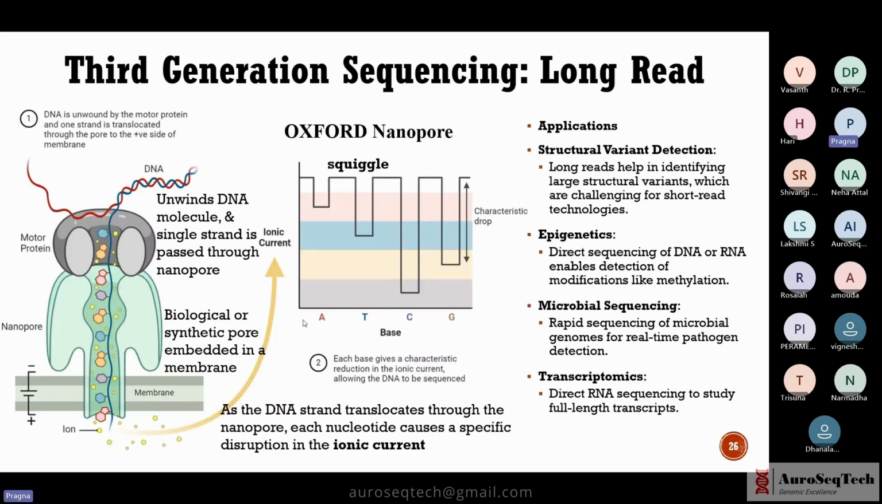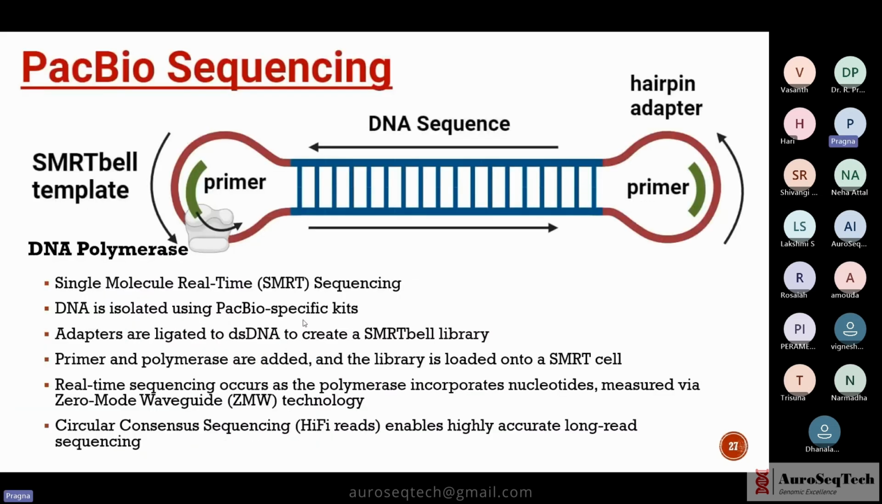Then in third generation sequencing, we have another one called PacBio sequencing, which is the most accurate sequencing currently in the market, I should say. Here you have the double-stranded DNA, as you see. Before that, let me say this sequencing is called single molecule real-time SMRT sequencing. Unlike Illumina, here even for the DNA isolation, a specific kit from PacBio is used, because we want the long reads, right?